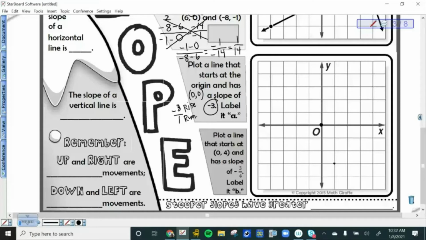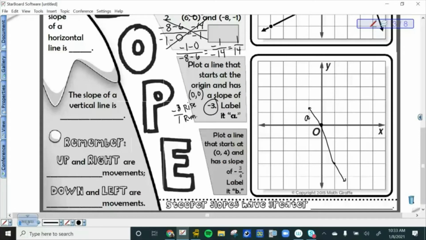And then I just connect those 2 points. And then I can extend it in either direction. And again, that's going to be line A. And now I'm going to plot a line that starts at 0, 4, and has a slope of negative 3 over 4. And that's going to be called B.